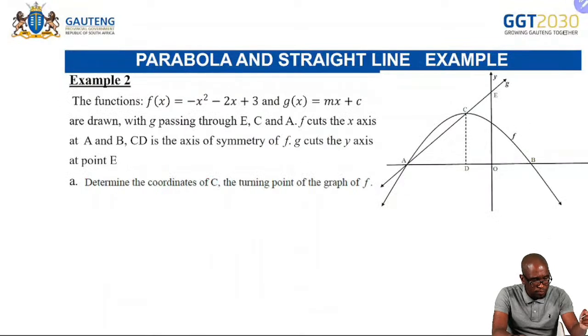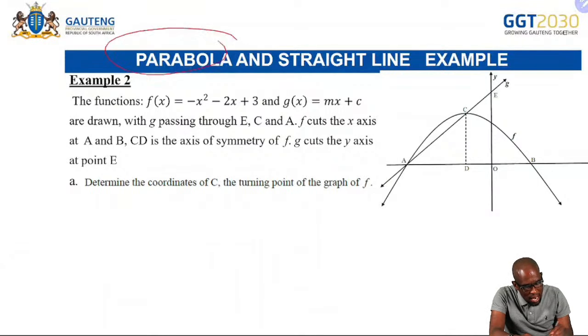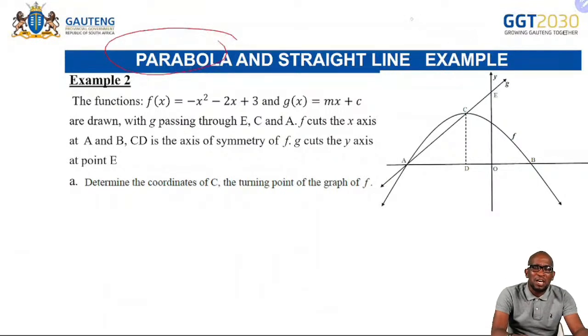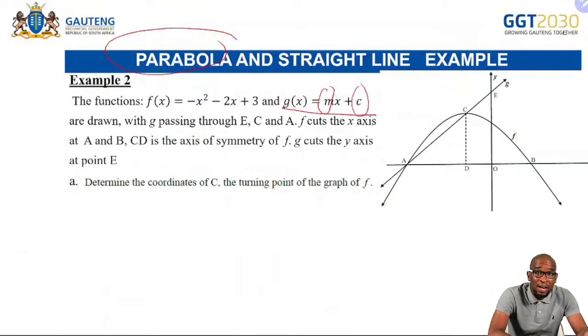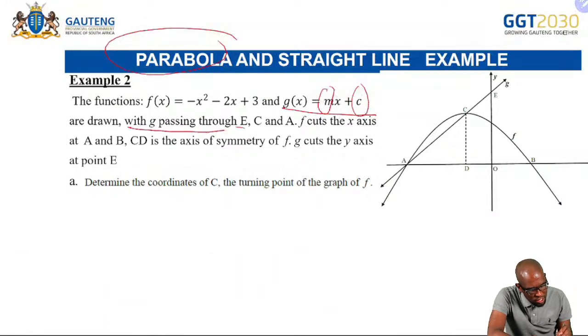Right, we move on. Now, the second function in this case is a parabola and a straight line. We are interpreting a parabola and a straight line. Now, let's quickly go through that. The function f of x is negative x squared minus 2x plus 3, and g of x is mx plus c. You can see that g of x has parameters that are unknown. Now, these functions are drawn with g passing through E, C, and A. f cuts the x-axis at A and B. CD is the axis of symmetry of f.